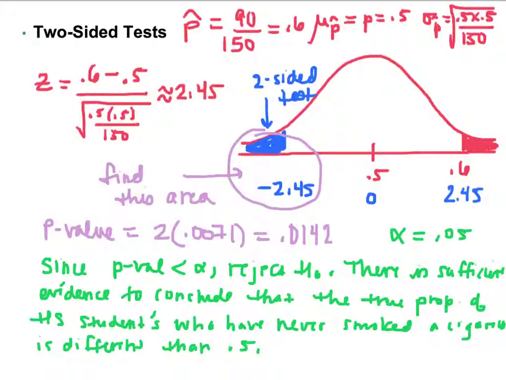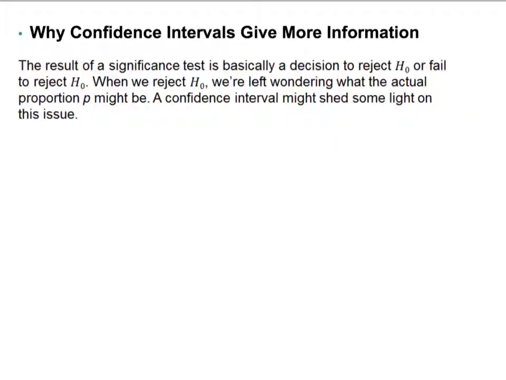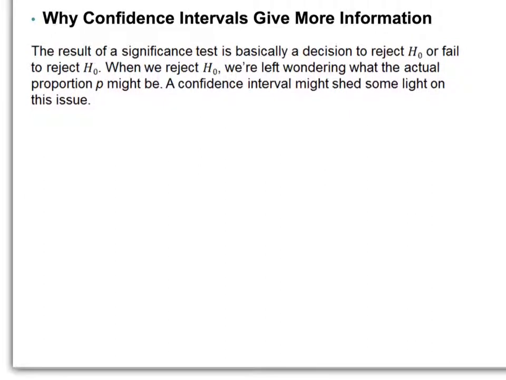But this isn't particularly telling, is it? I mean, when we were doing one-sided tests, at least we knew that the true population proportion was bigger or smaller. But this doesn't tell me anything. This just tells me it's probably not 0.5. And so here's a case where a confidence interval is actually more telling. Okay, and you can see here, I'm going to talk about why confidence intervals give more information.